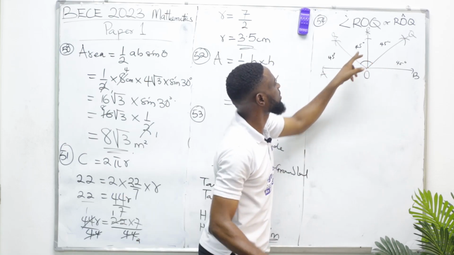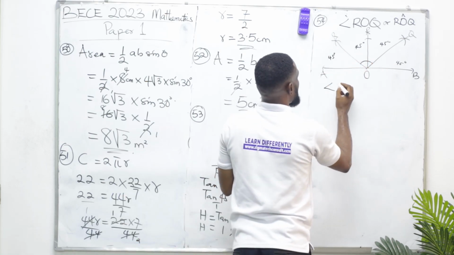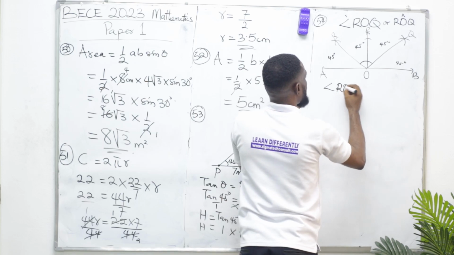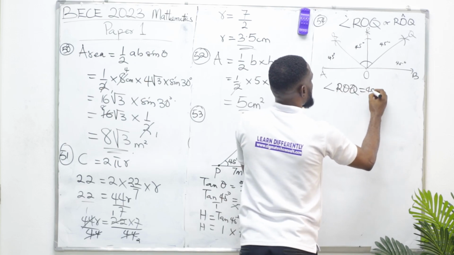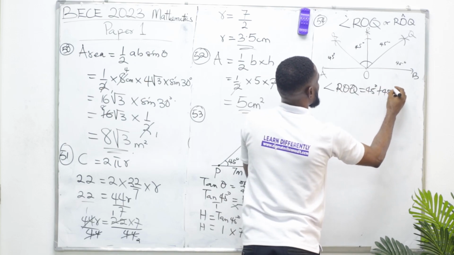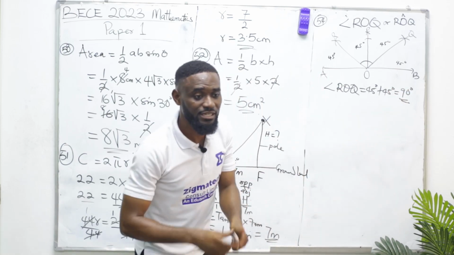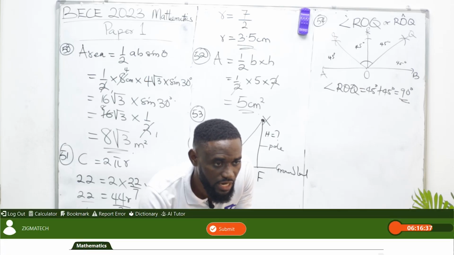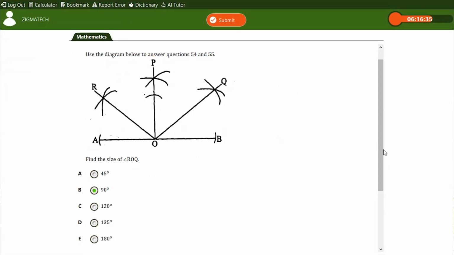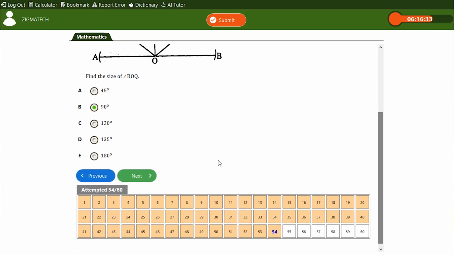So it is just simply ROQ. So you say angle ROQ is equal to 45 degrees plus 45 degrees, which is equal to 90 degrees, right? So 90 degrees is option B. So that is that. Very simple.